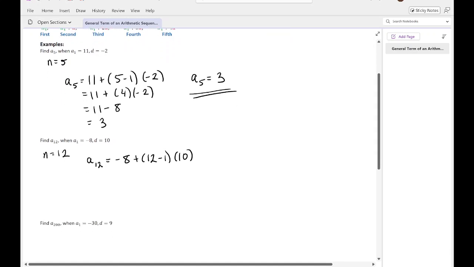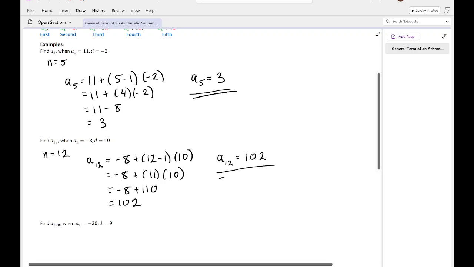Now let's scroll this up so we have it written down. So negative 8 plus 11 times 10. And that's going to be negative 8 plus 110, which is going to give us 102. So the 12th term is going to be 102.